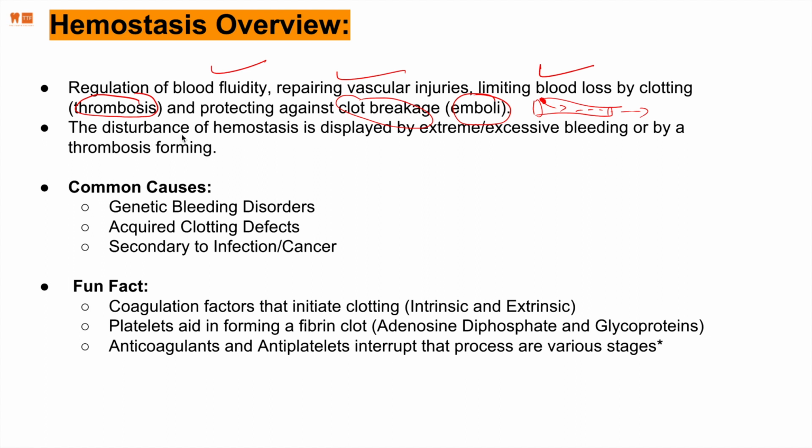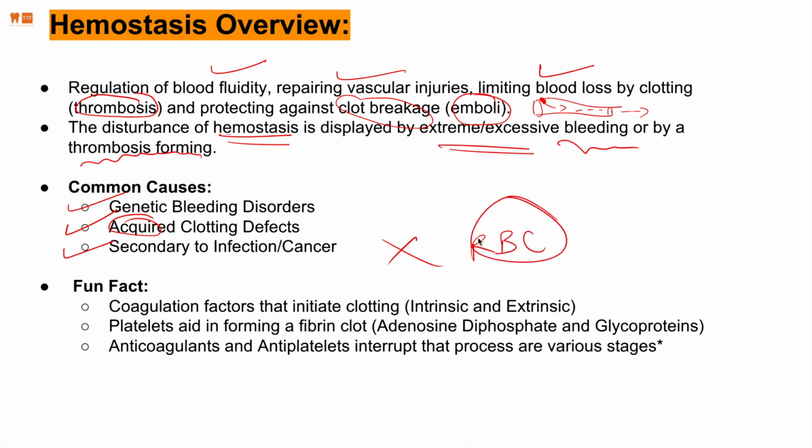The disturbance of hemostasis is displayed by either extreme or excessive bleeding or by forming a clot, thrombosis, that doesn't need to be there. So what are some common causes? Well, we have genetic bleeding disorders. We've talked about that. Acquired clotting defects. Now, acquired means either viral, bacterial, and so forth, as well as secondary to infection or cancer, basically a systemic disease, shutting down our RBC, our circulatory system.